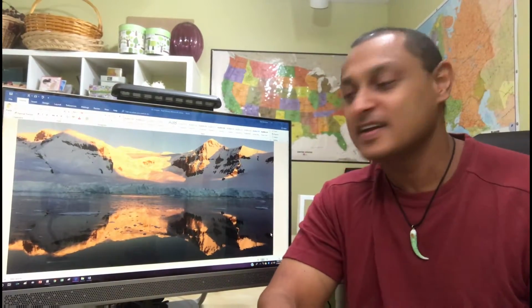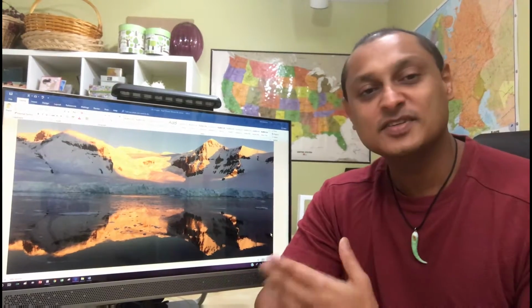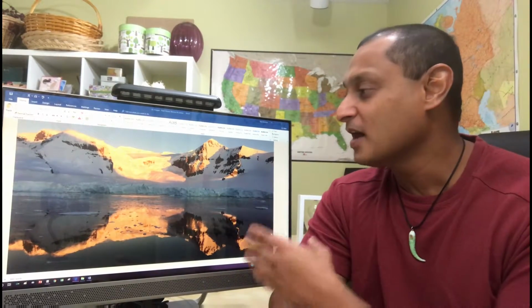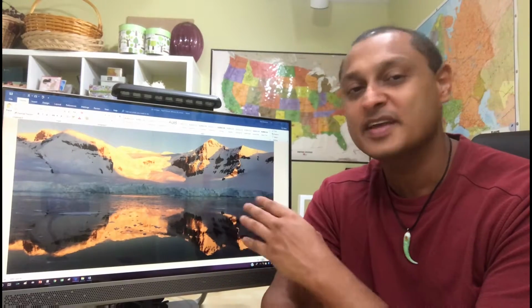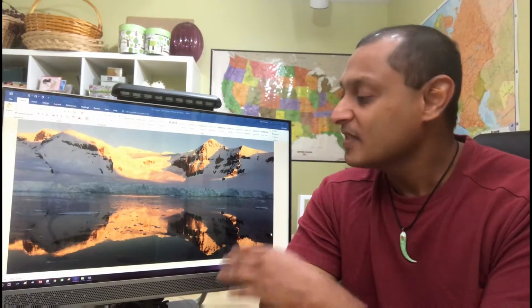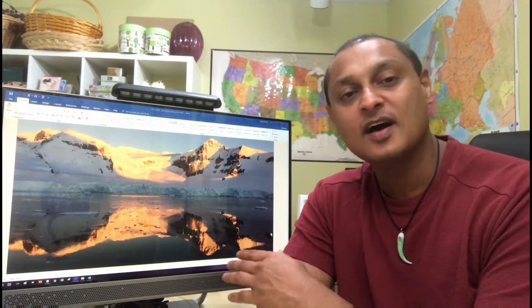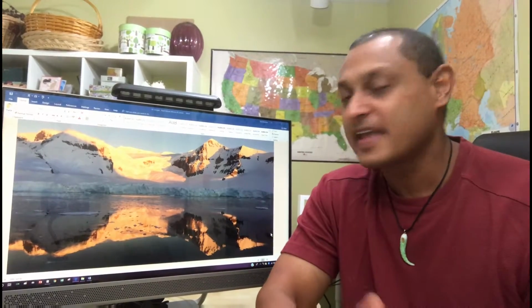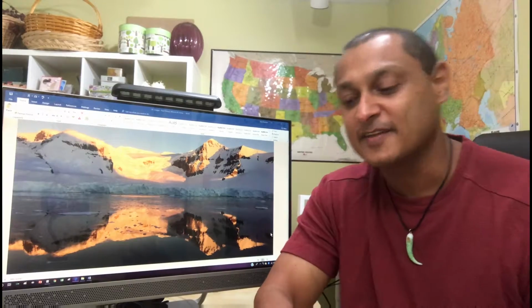For example, on one of my trips to the Southern Hemisphere, this is Antarctica, I captured a stunning image of the reflection off of these glaciers and snow-capped peaks in Antarctica, reflecting off the very calm waters of the Southern Ocean. Such a beautiful picture. It captures both shadow and sunlight.